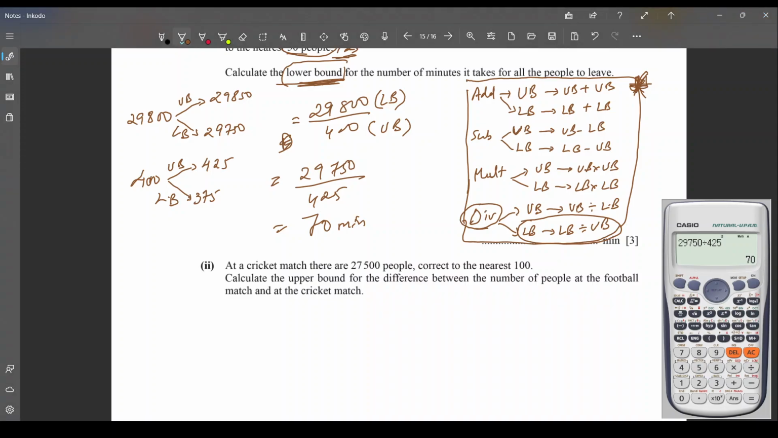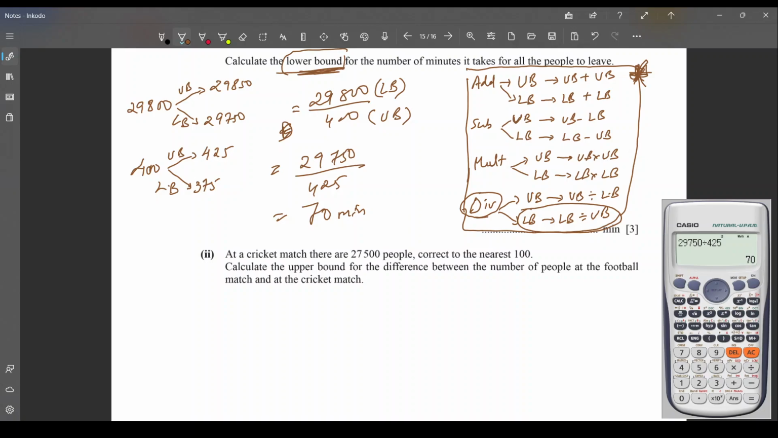So this is part 2. At a cricket match, there are 27,500 people, correct to nearest 100. Before it was a football match, and here it is 27,500 people, correct to nearest 100. This is also a lower bound, upper bound question. If it is nearest 100, we have to divide it by 2 and we get 50. So to get the upper bound, we'll be adding 50 to 27,500, so we'll get 27,550. And for the lower bound, we'll get 27,450.